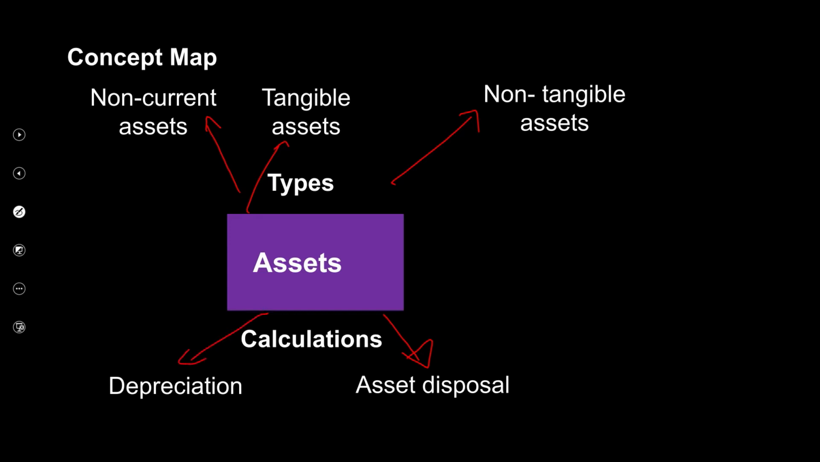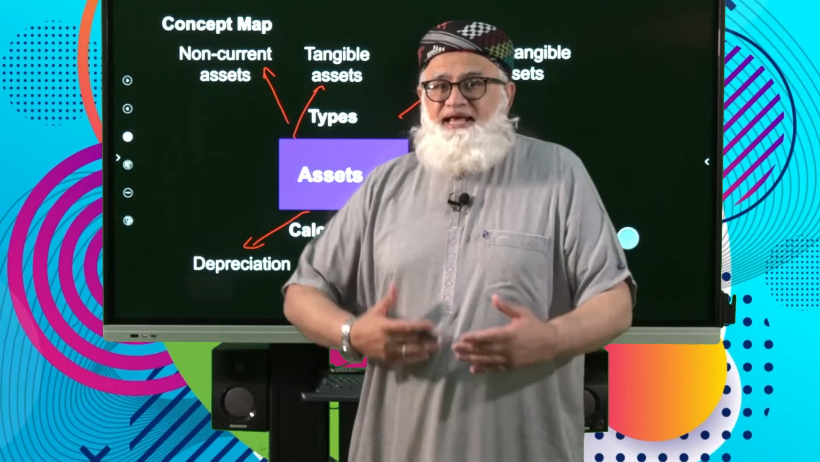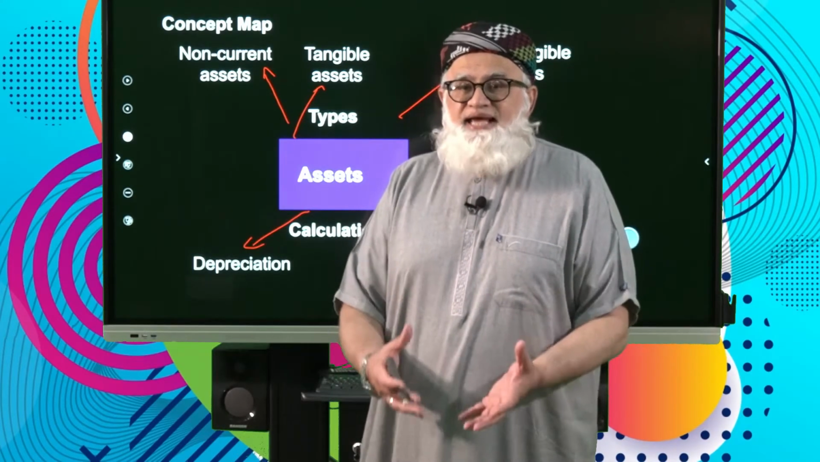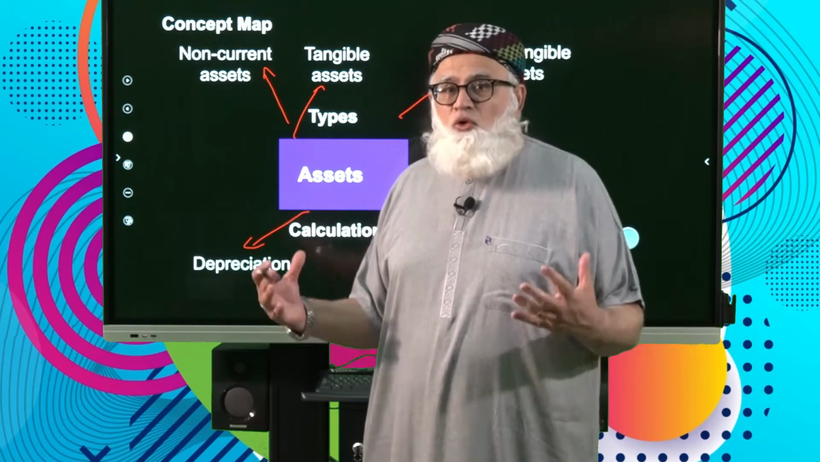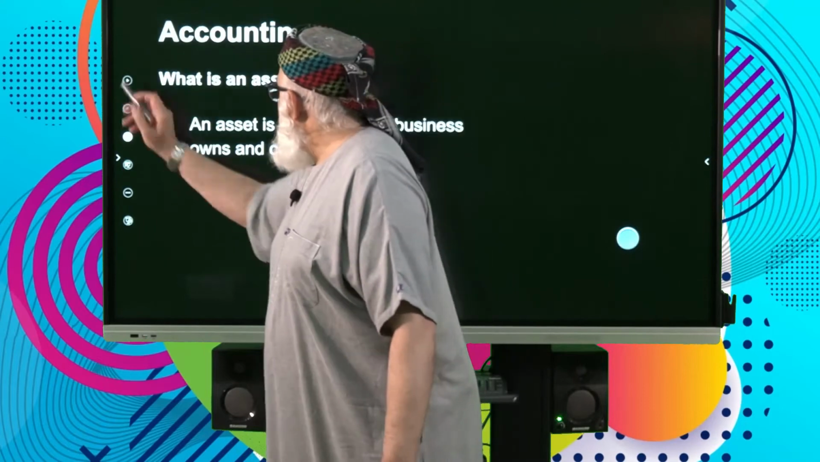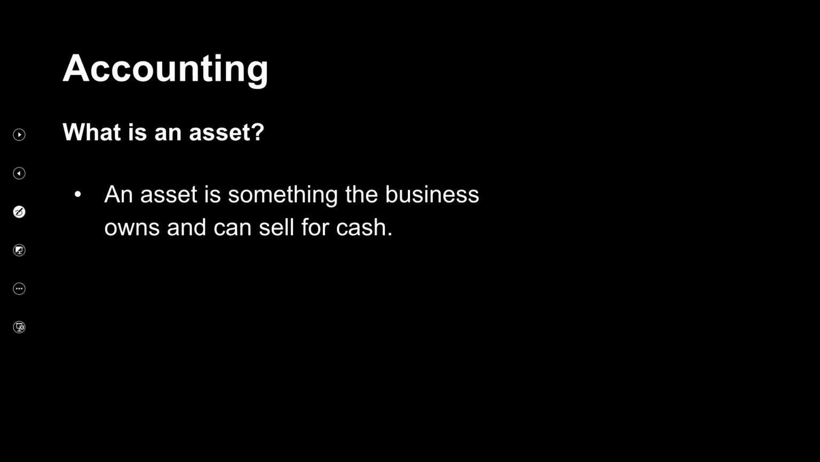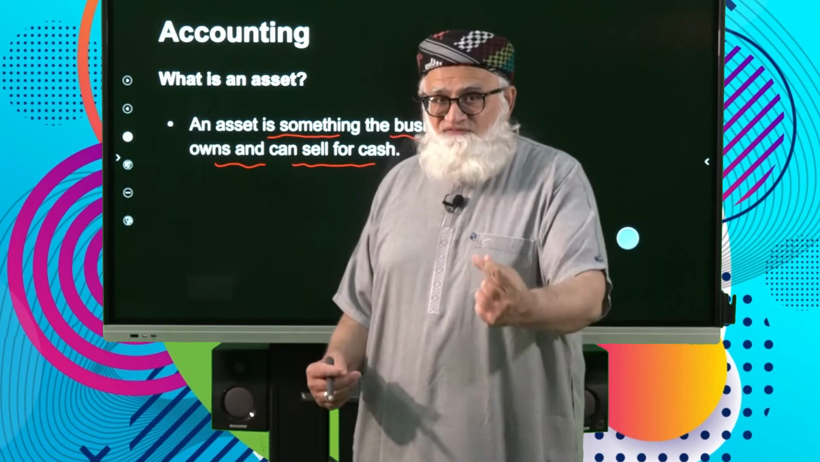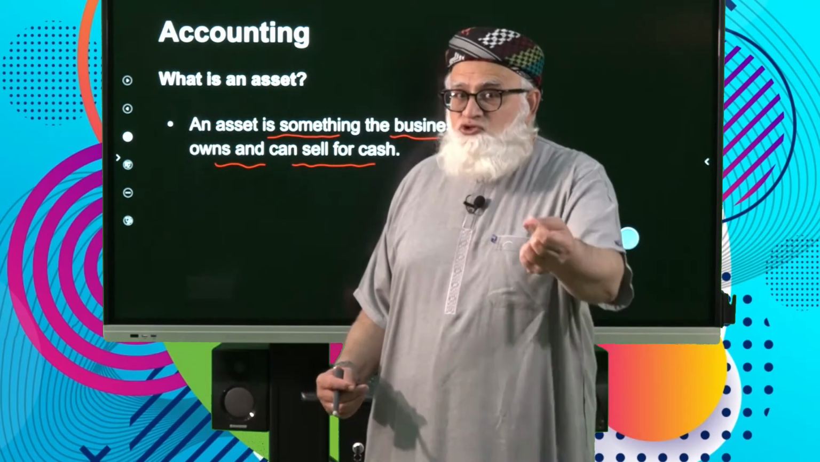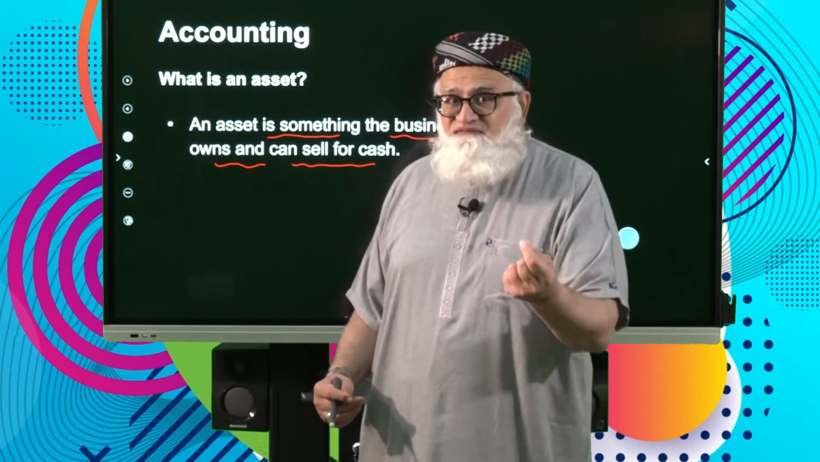Now, all of these are terms that you are au fait with, but as we go along, you will see exactly how we're going to be using them and what we're going to be doing with all these terms. Okay, so now, if we look at the definition of an asset, what is an asset? An asset is something that the business owns and can sell for cash. So obviously it is a possession of the business, and it is something that has value, and therefore it can be sold. By definition, an asset has value.